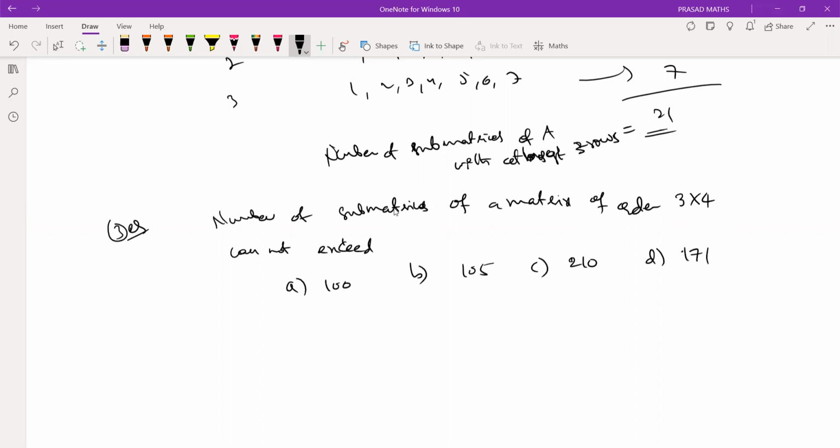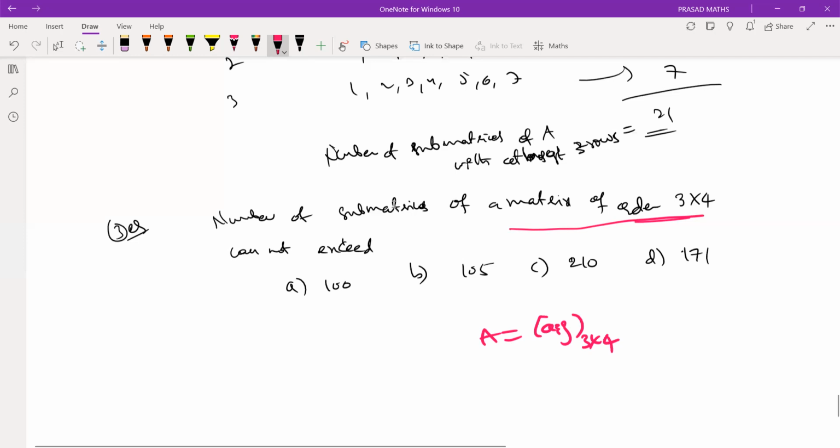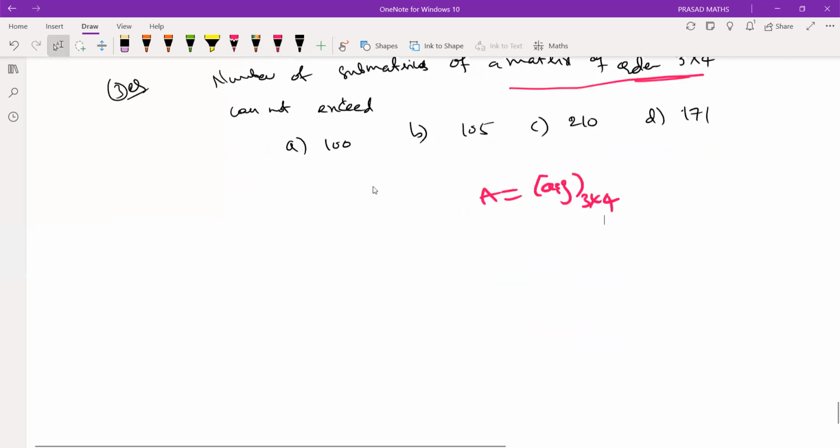What matrix order is given? Look at the matrix order. It is 3 by 4. I need to find the number of submatrices of A which cannot exceed which number? 105 submatrices, sir. Is it only one possibility?